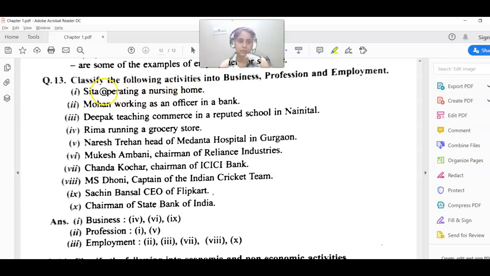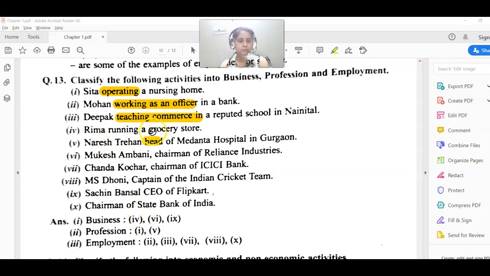Operating, that means she is running. She must be having some kind of license. She's a professional. Okay, Sita is a professional. Mohan working as an officer. Looks like a job too, employment. Deepak teaching commerce in a reputed institute, employment. Rima running a grocery store, retail business, it's a business.